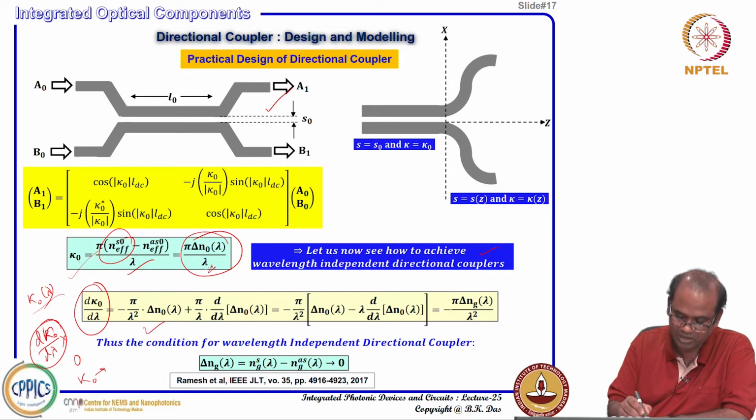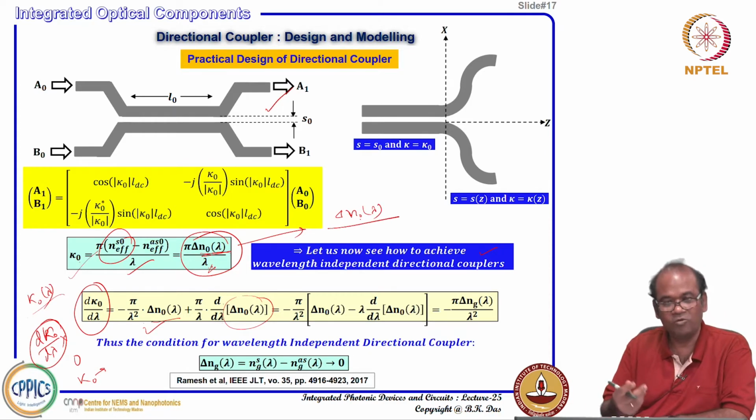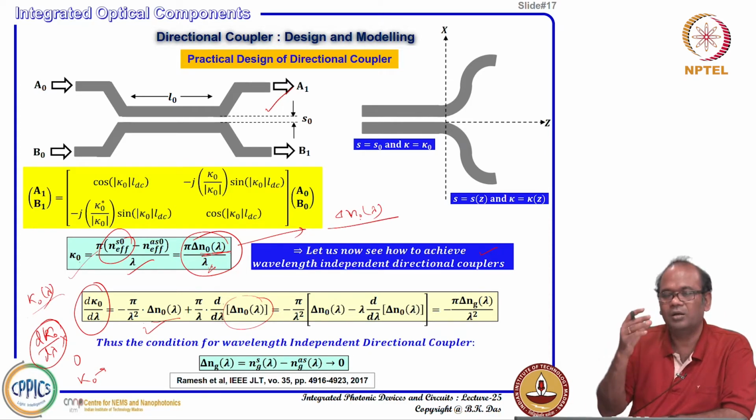Now, if I do some differentiation of this with respect to lambda, first I get pi by minus lambda square and delta n naught lambda kept there, and then differentiation of pi by lambda d lambda of this one. So I know, at least from our mode solver, I will be able to know this difference in effective refractive indices of the symmetric and antisymmetric mode, and how that is wavelength dependent. That curve I will be able to get from our mode solver.